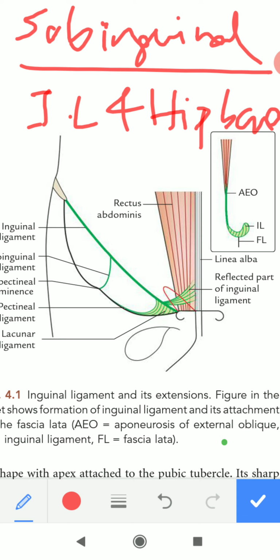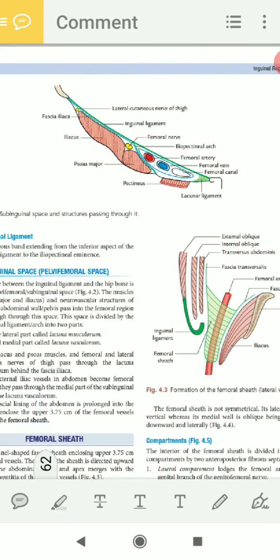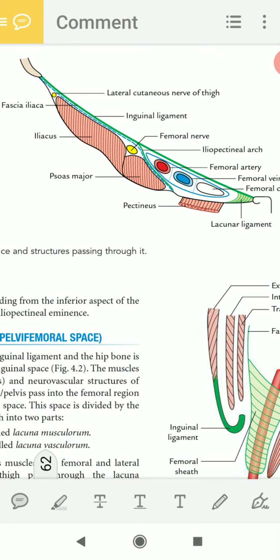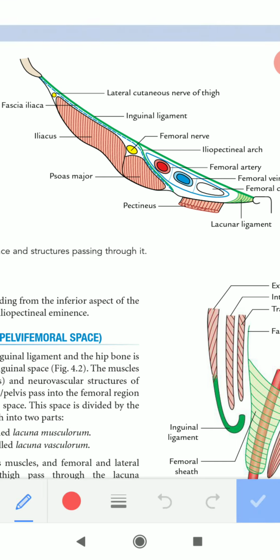This space has two parts: a large lateral part and a small medial part. We can divide the content into two parts. The large lateral part is known as the lacuna musculorum, which means it is composed of muscle. You can see this is the large lateral part, composed of muscle.